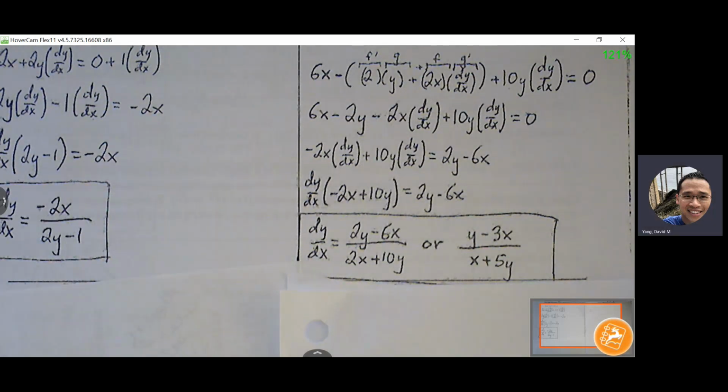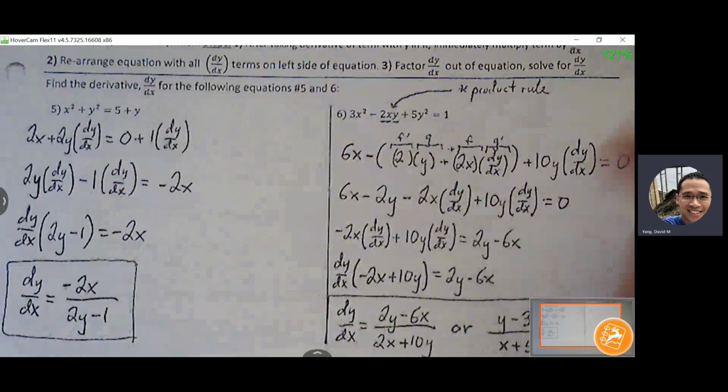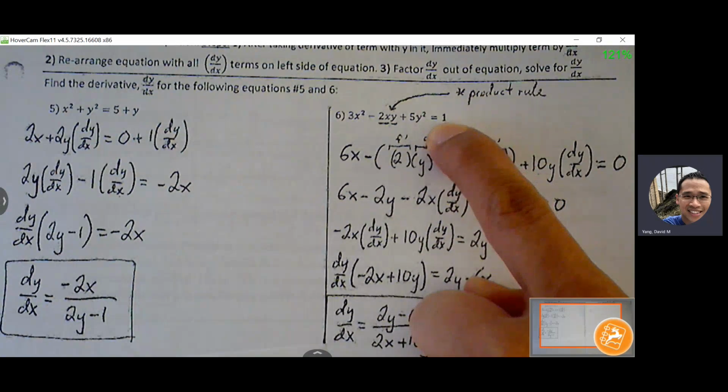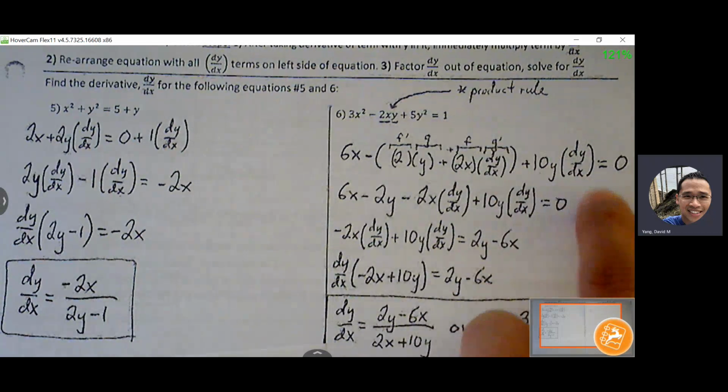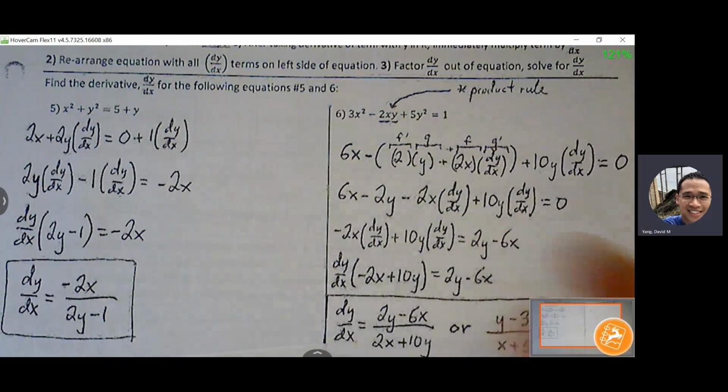F prime g plus f g prime, 2 times y plus 2x times dy dx. And don't forget, another thing that I see students have trouble with is they think that they're just taking the derivative of the left side and not the right side. The right side is also being affected. The 1 doesn't stay 1, that 1 turns into a 0. So that's a small mistake that I've seen in the past as well.